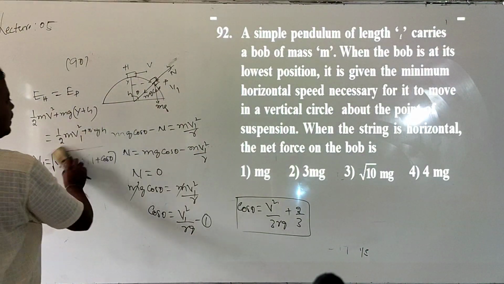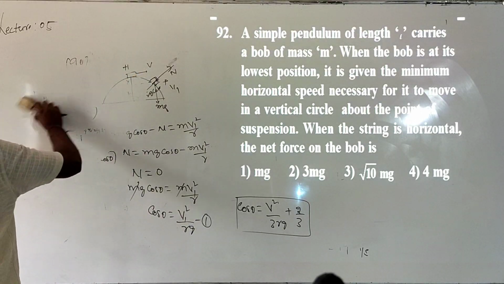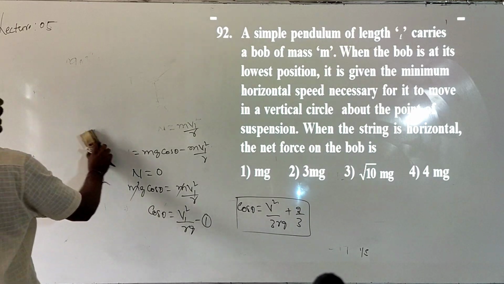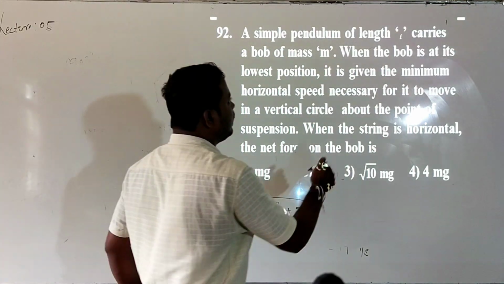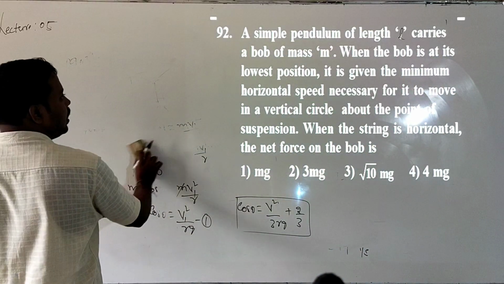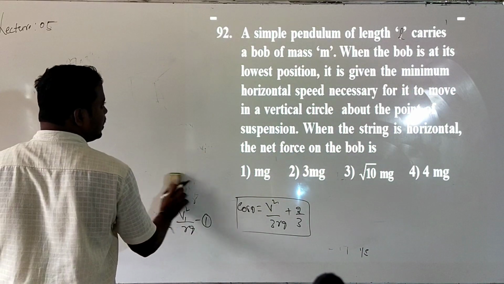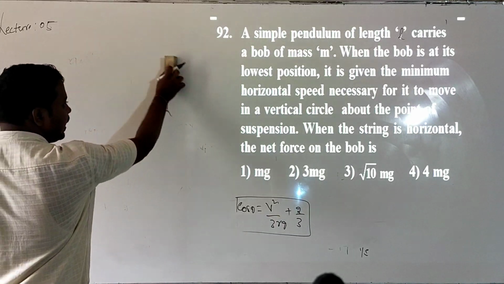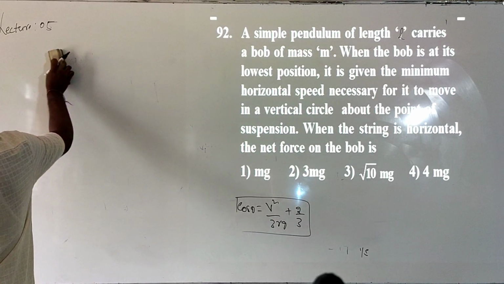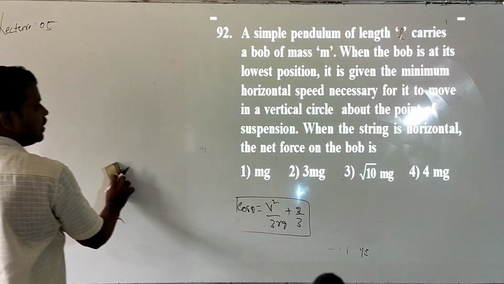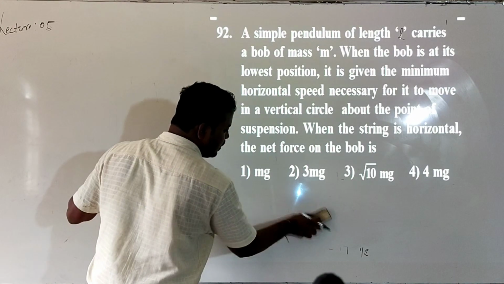So this is the last question for this class and this topic of circular motion. A simple pendulum of length L carries a bob of mass M. When the bob is at the lowest position, it is given the minimum horizontal speed necessary to move in a vertical circle about the point of suspension. When the string is horizontal, what is the net force acting on it?